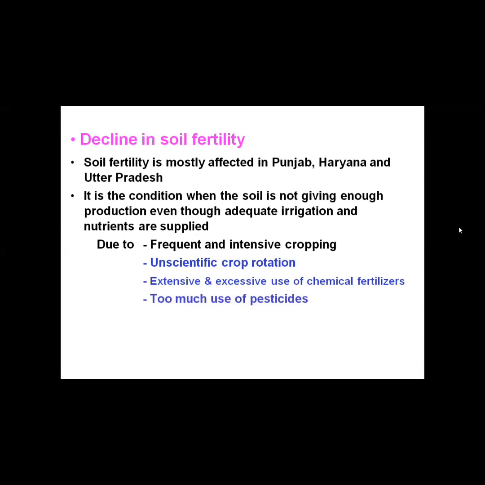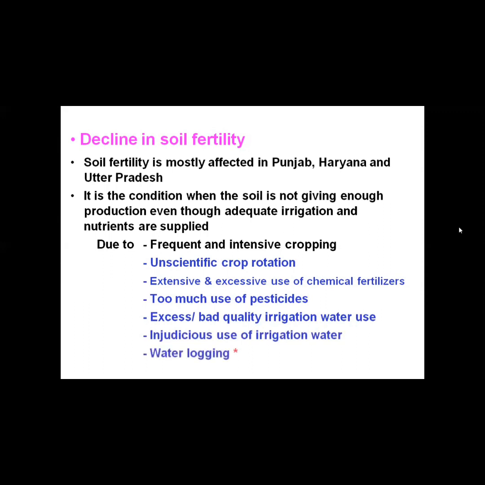Too much use of pesticides. As we know, various kinds of pesticides are used for control of various insects, pests, diseases, or weeds. And the use of higher doses of these pesticides decreases the soil fertility. Excess or bad quality irrigation water use also decreases the fertility of the soil. Injudicious use of irrigation water also decreases the fertility, and waterlogging also decreases the soil fertility.